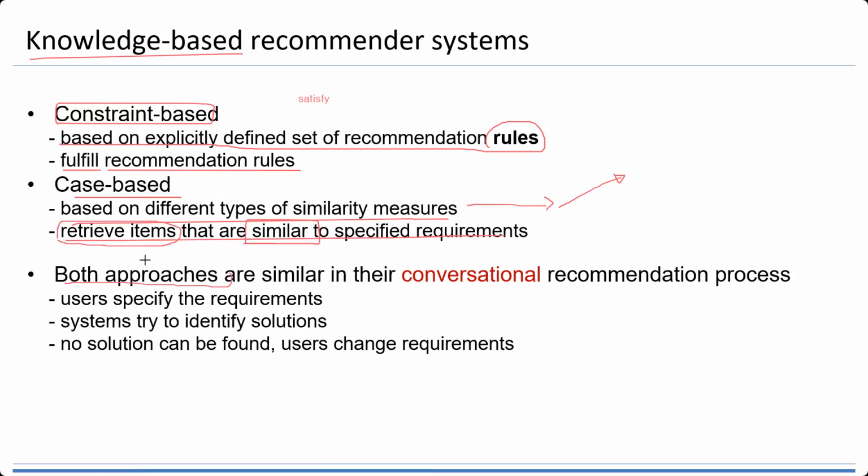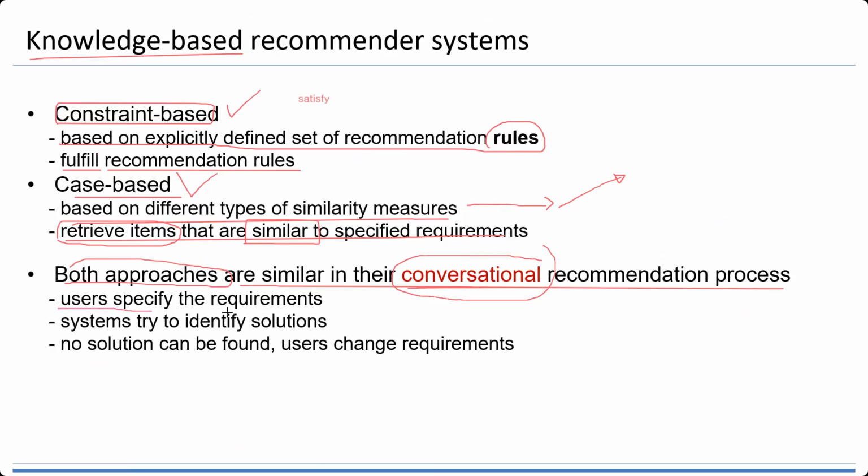Both approaches, the case-based and the constraint-based, are similar in their conversational recommendation process. Conversational means we want to do some kind of chatting. Do you like this price? No. Okay, then I will give you another product. Do you like this product? No. Then I can give another product. Do you like this color? No. Then I can give another product. So it's like a conversation.